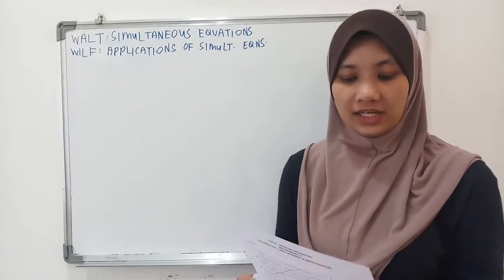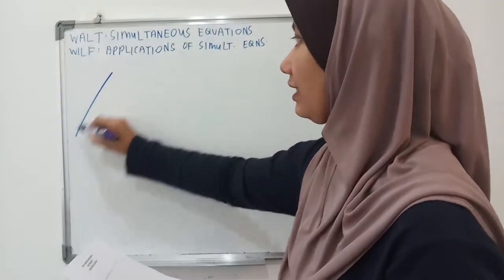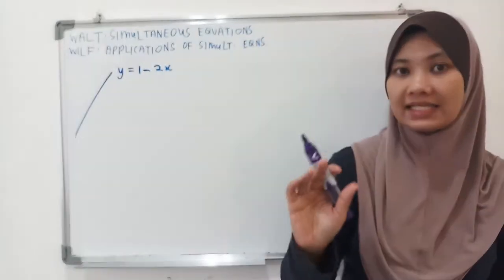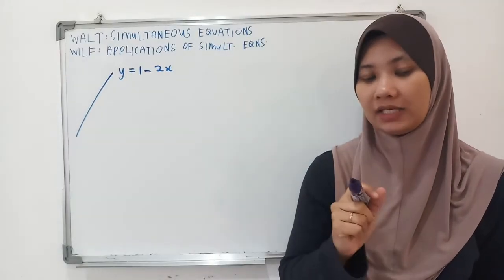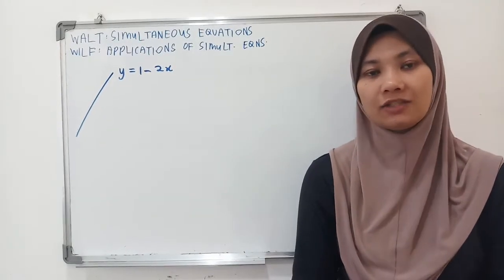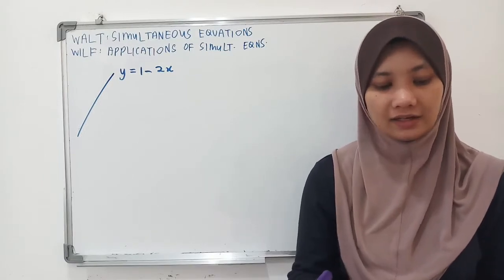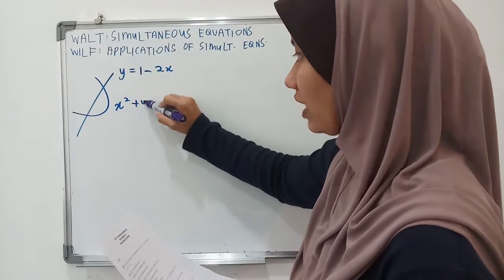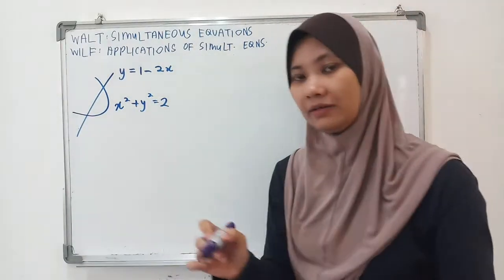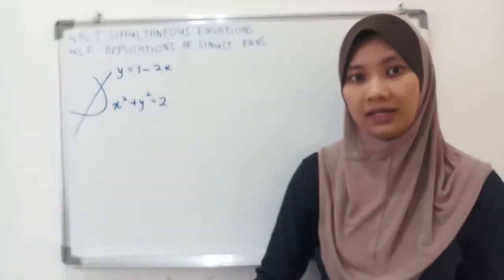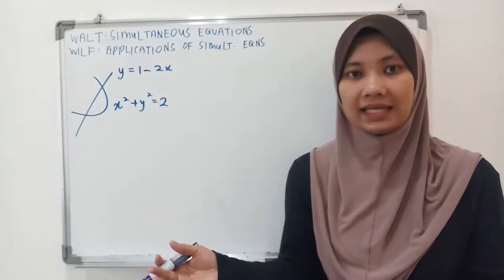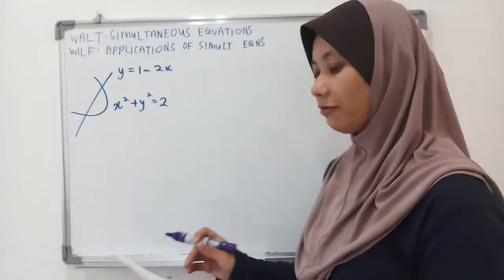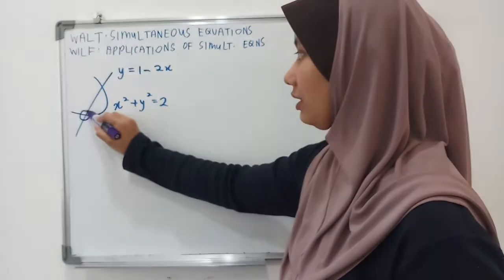Calculate the coordinates of the point where the line, which is y equals 1 minus 2x, cuts the curve x squared plus y squared equals 2. There's no mark for sketching, but I really want you to sketch first, especially for question 26. You might be asking why I sketch my curve like that. It's okay because it's just a sketch; I just want my diagram to guide my calculation. Now we want to find the coordinates of that point and that point.